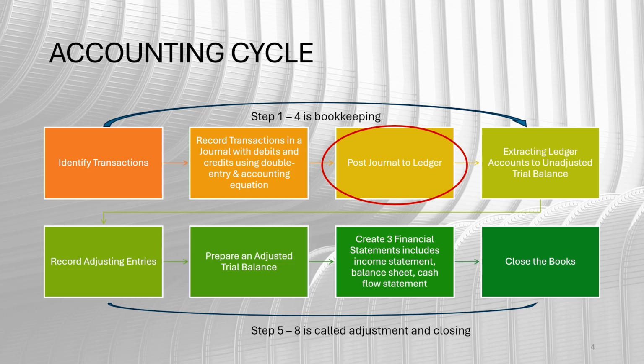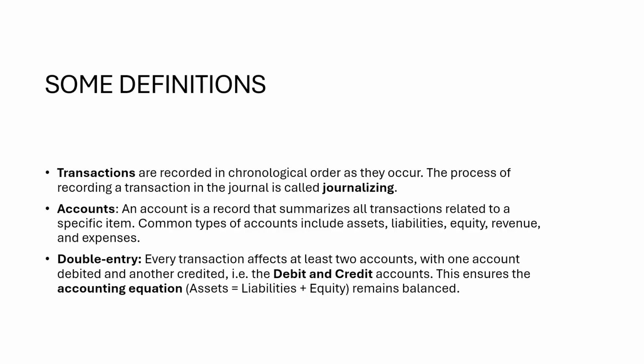Transactions are recorded in chronological order in journals. Accounts summarize transactions by type, such as assets or expenses. Double entry bookkeeping ensures that for every debit, there is a corresponding credit, keeping the accounting equation balanced. Before we proceed, let's review some key accounting definitions that are essential for understanding financial transactions and record keeping.